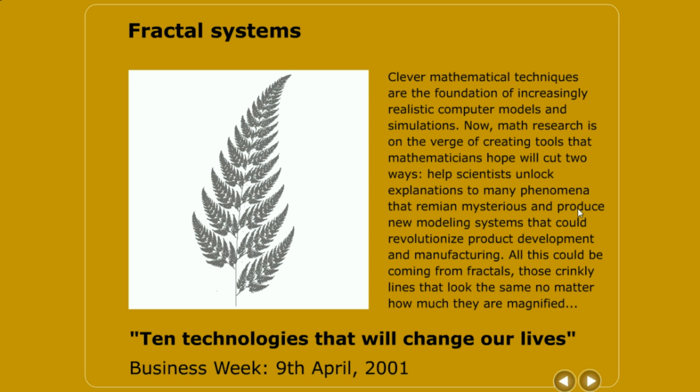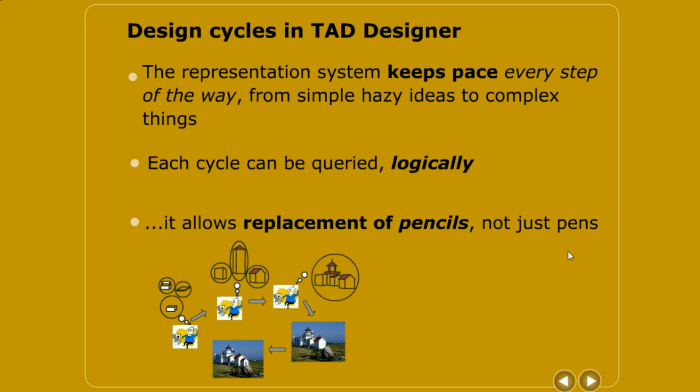There was this curious article which I read in Business Week 2001. That was around the time when I had made this particular presentation also. And here is what that author was claiming: clever mathematical techniques are the foundation of increasingly realistic computer models and simulations. Now, math research is on the verge of creating tools that mathematicians hope will cut two ways: help scientists unlock explanations to many phenomena that remain mysterious, and produce new modeling systems that would revolutionize product development and manufacturing. All this could be coming from fractals, those crinkly looking lines that look the same no matter how much they are magnified. So that is actually one of the fractal systems which is used to talk about buildings.